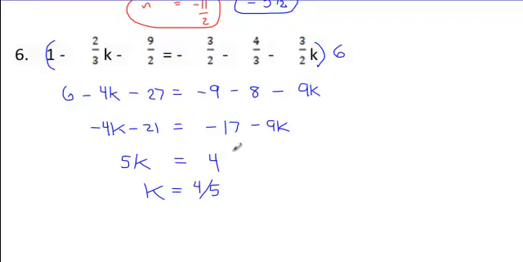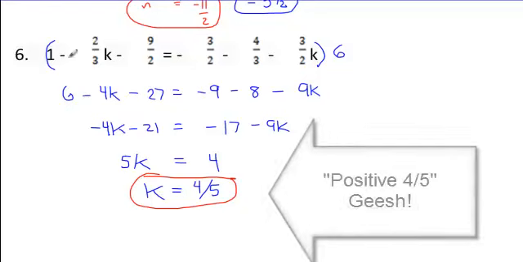Here, between these, I used 2 steps. Well, I did 2 steps, and I didn't show everything, but I'll tell you what I did. I added 9k to both sides, so this came over here and became a 5k, because it became negative 4k plus 9k. And at the same time, I added 21 to both sides, so I got 4. Then divide both sides by 5. Negative 4/5 is a perfectly good answer.